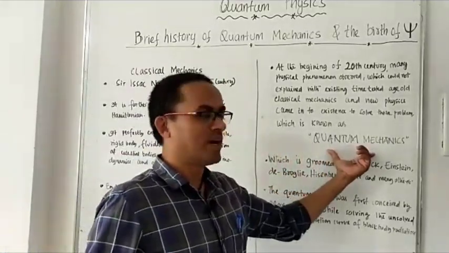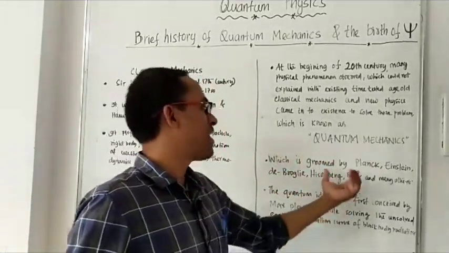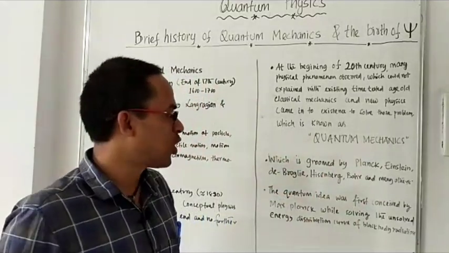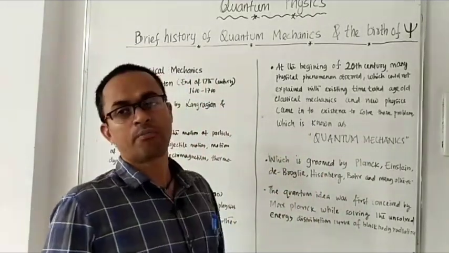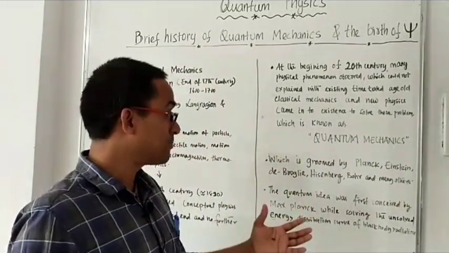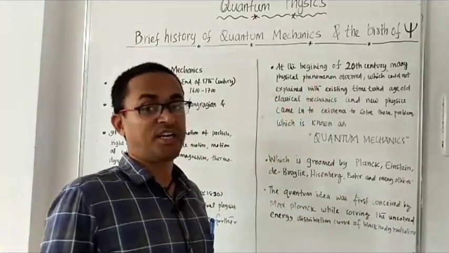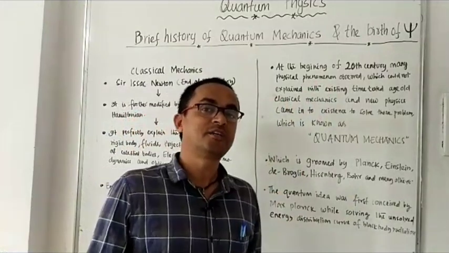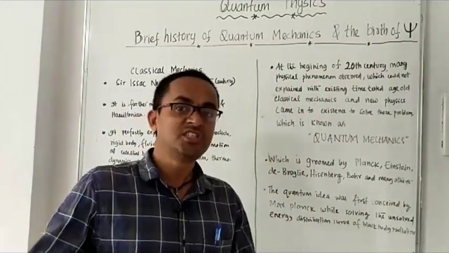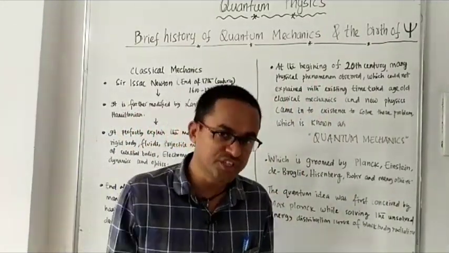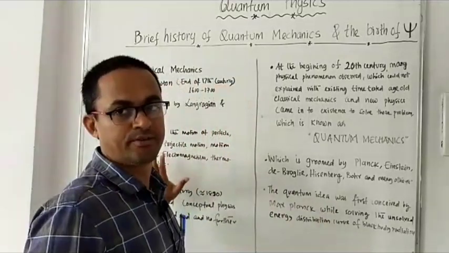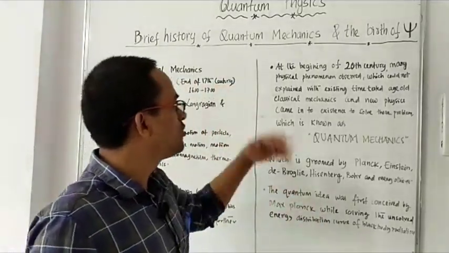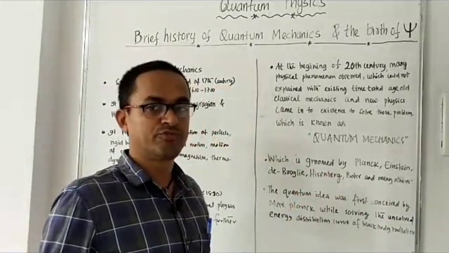So at that time, quantum mechanics was groomed by Planck, Einstein, de Broglie, Heisenberg, Bohr, and many other people, because when it was started, many physicists did not want to believe that quantum mechanics is a real thing. Is it real? Is it true physics? Nobody at that time believed. Many other physicists won't believe quantum mechanics is such a new physics.